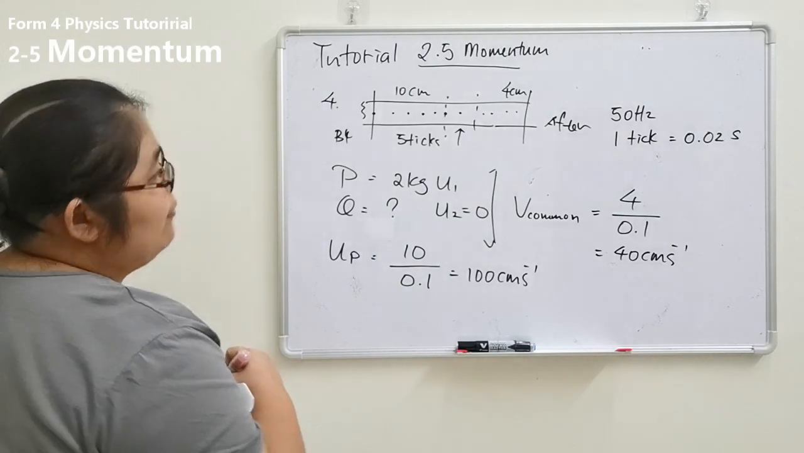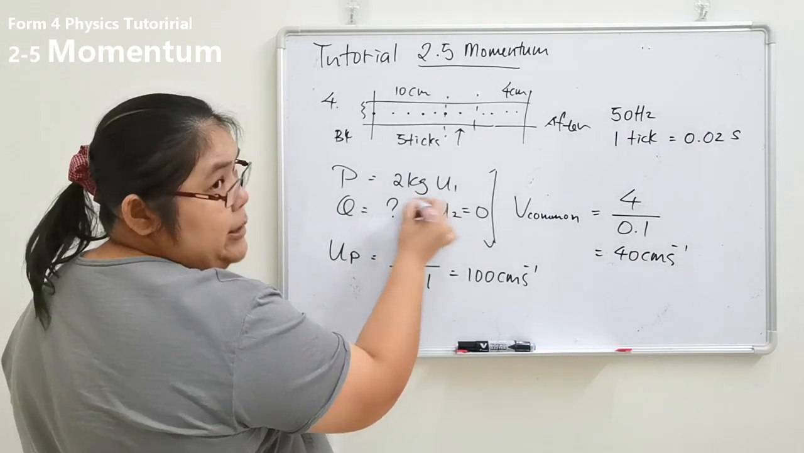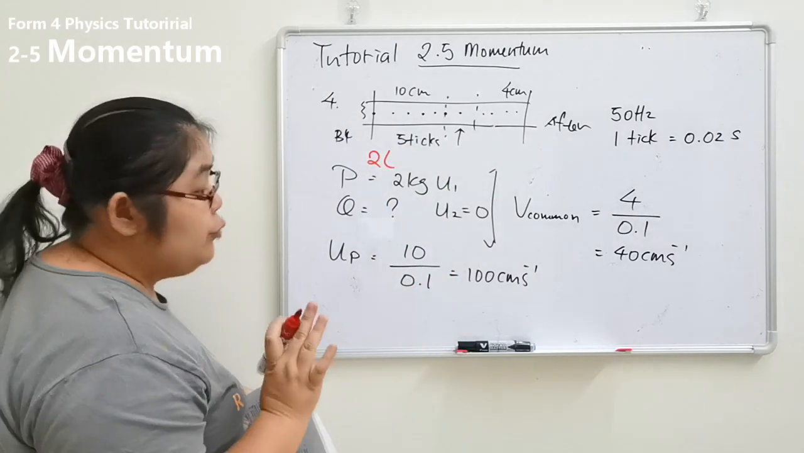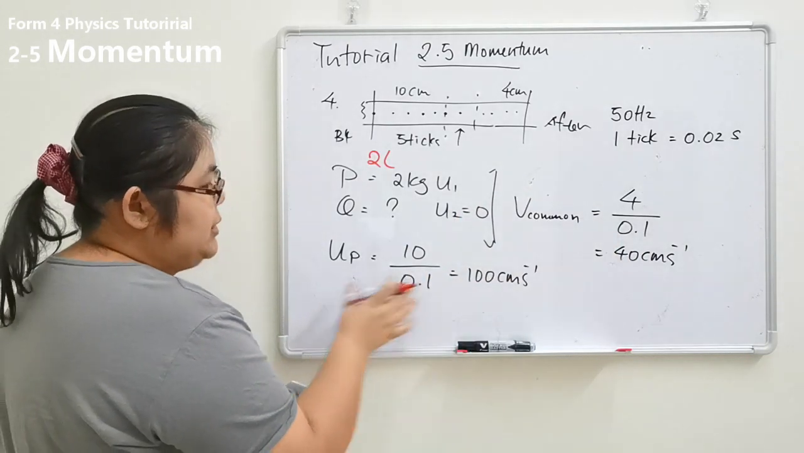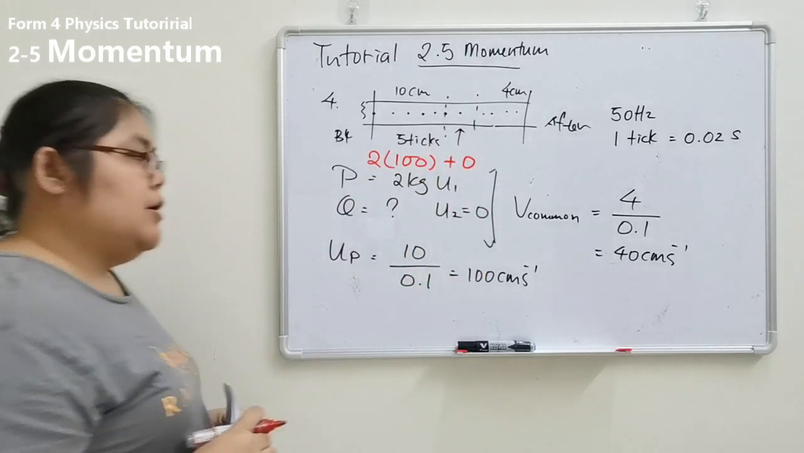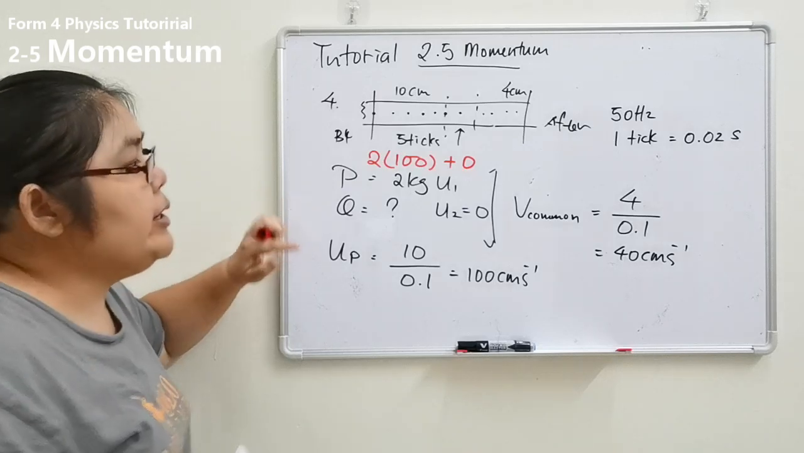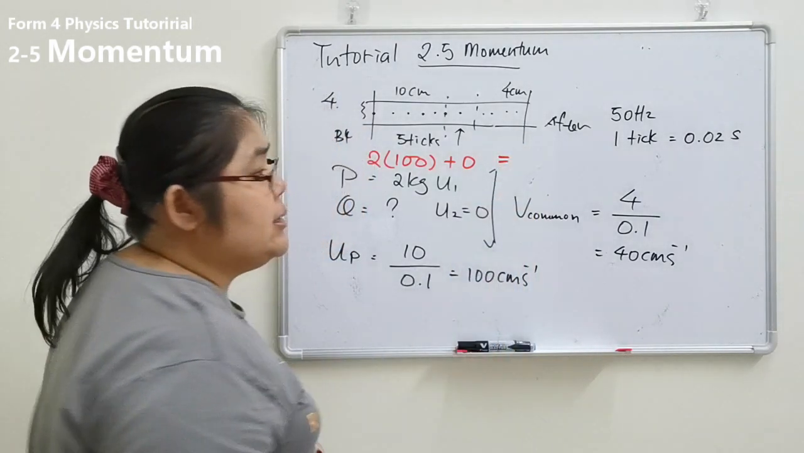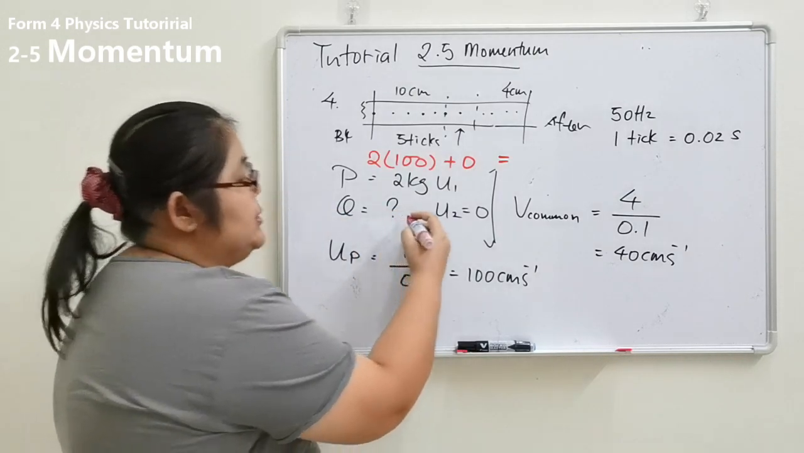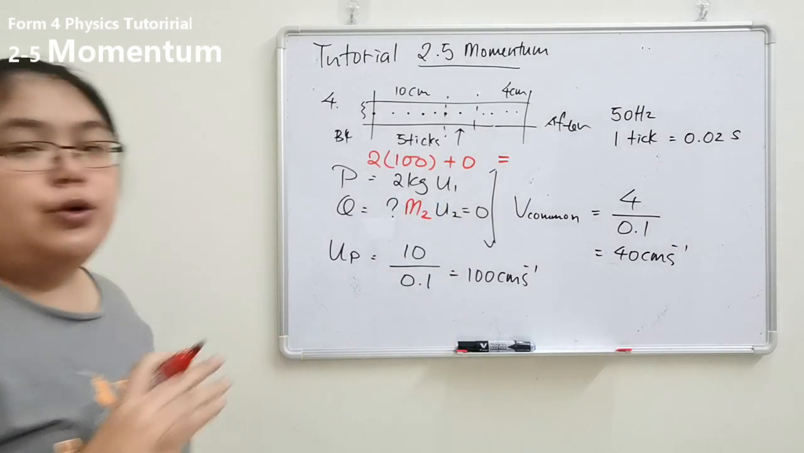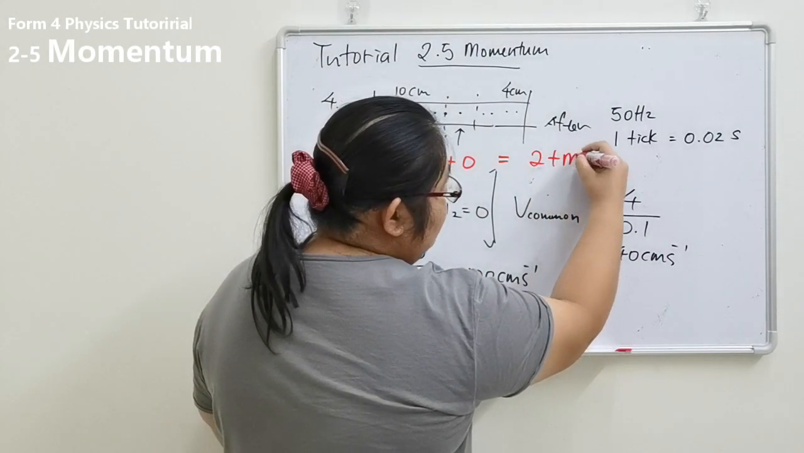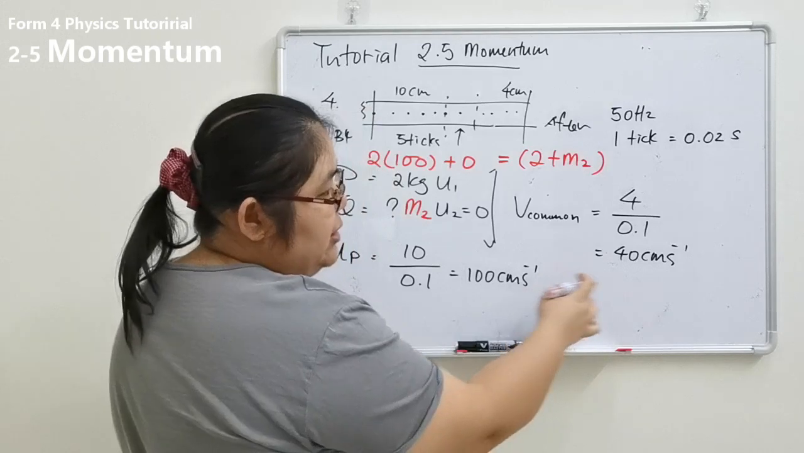So my formula is M1 U1. M1 is P, 2 kg. So 2 kg multiplied with U1, not V1, V1 is the final. So U1 is how many? U1 is 100, plus 0, because trolley Q is never moving. Final, they stick together. Although Q is never moving, you need to add the mass. Now the question, we do know the mass M2, so we need to write it. M1 is 2 kg plus M2, because M2 we do know. Then the final velocity is how many? 40.